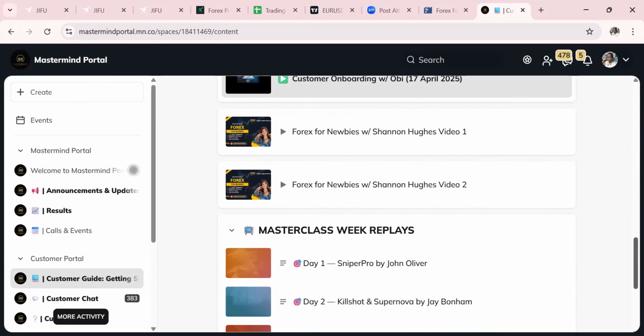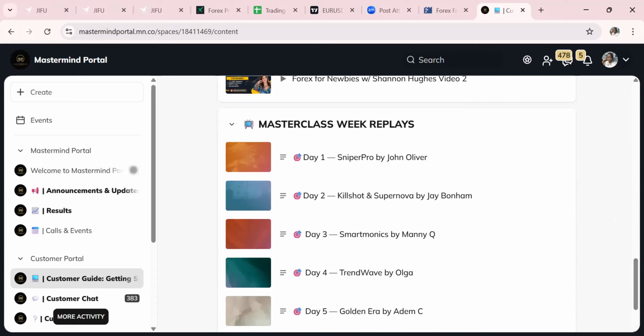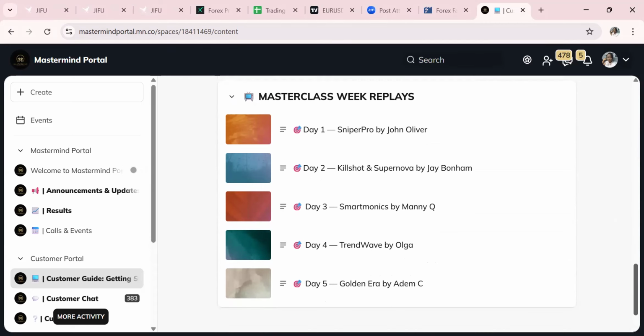So everything you need to know, then how to place trades with MT5 is there, customer onboarding, everything is actually there for you. And then last week, I think we had this masterclass sessions where all the educators, with their specialized scanners, took us through those scanners, how to use the scanners. So you have it, from day 1 to 5 here.